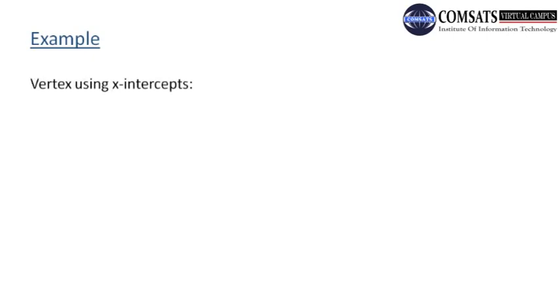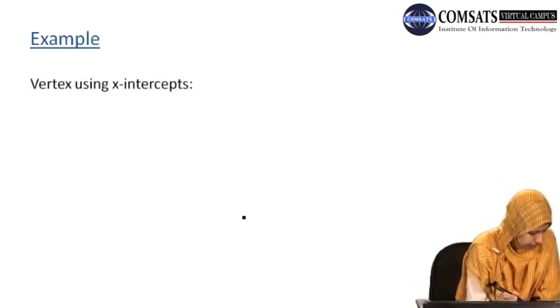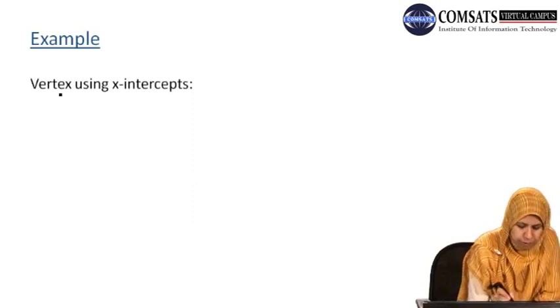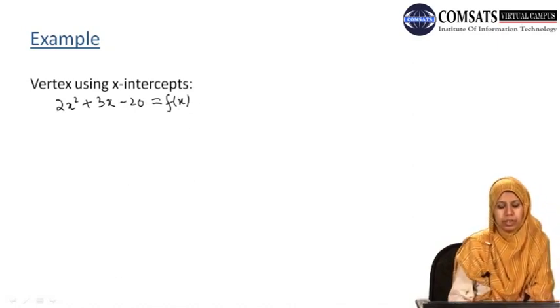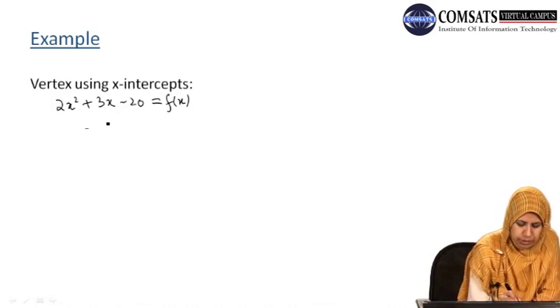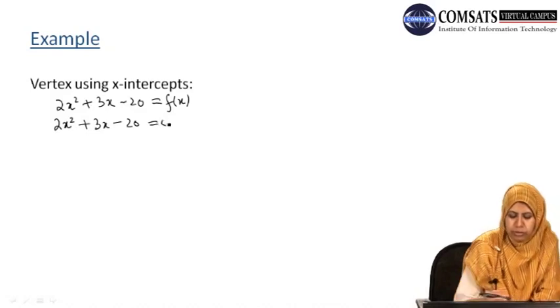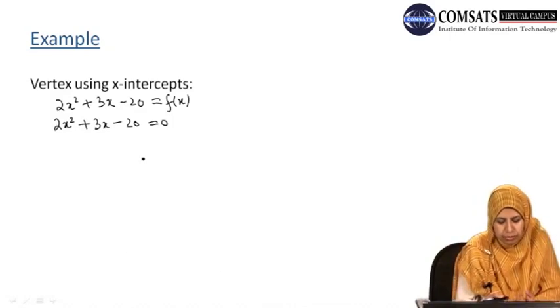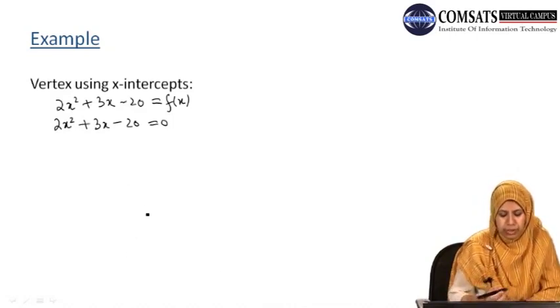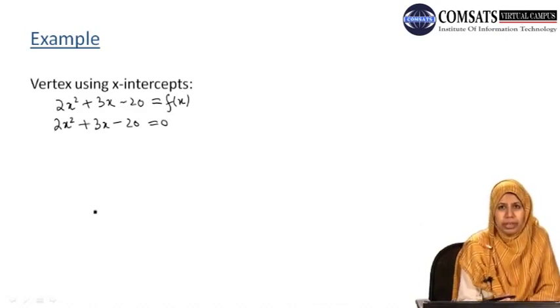Now we will see how we can find the vertex by using the x-intercepts. We will work with the same example. 2x square plus 3x minus 20 equals f of x, and we want to find the vertex by using the x-intercepts, which means that we have to put this equation equal to 0. Now we want to find the values of x, that is the roots of this quadratic equation, and the roots of the quadratic equation can be easily found by factoring it.